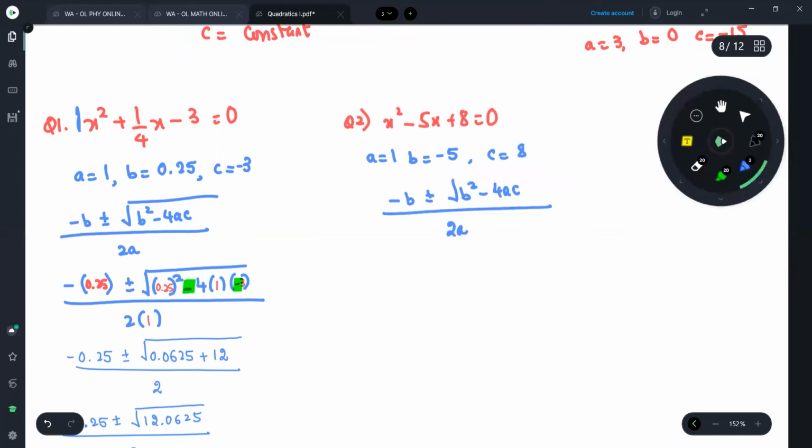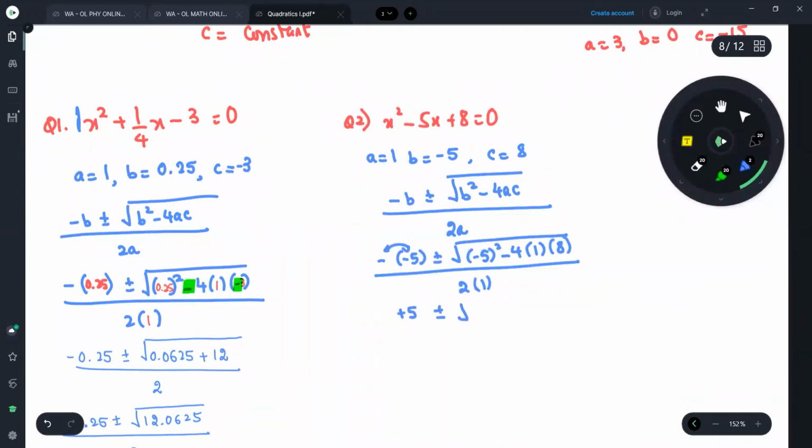Yes or no? Now it's going to be minus 5 plus minus square root of minus 5 whole square minus 4 into 1 into 8, whole thing upon 2 into 1. Yes or no? Now can you solve this for me, all of you? Minus minus is plus 5. Inside the bracket, minus 5 whole square is plus 25. Minus 4 into 1 into 8, minus 32, whole thing upon 2. Now you're going to tell me if this is solvable or not.